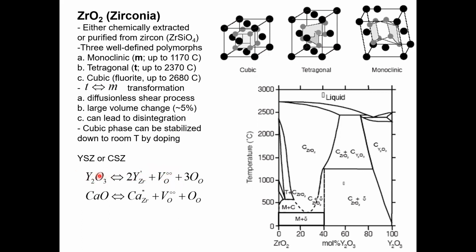So yttria-doped zirconia is known as yttria-stabilized zirconia, or you can do calcium-stabilized zirconia. Same thing for each substitution. In this case, you will create an oxygen vacancy. And in this cubic material, this oxygen vacancy is the vehicle that makes this material an oxygen ion conductor that is used as a superionic conductor, solid electrolyte in many of the gas sensors and fuel cells and so on.